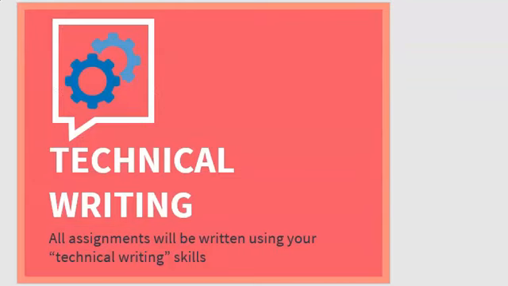So technical writing. All assignments will be written using your technical writing skills. So your technical writing skills avoid conversational tone, avoid a lot of adjectives and descriptive words. You're simply taking the information and you're kind of gleaning it. You're just taking the most important information out and you're writing in your most academic voice, summarizing properly and citing properly. So this is kind of a long video.